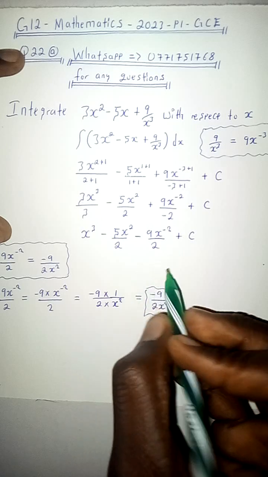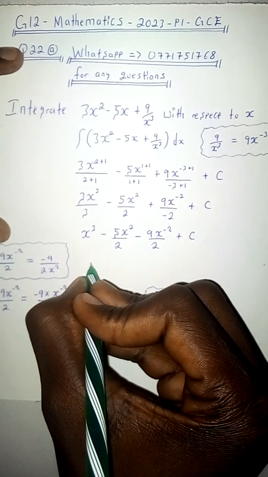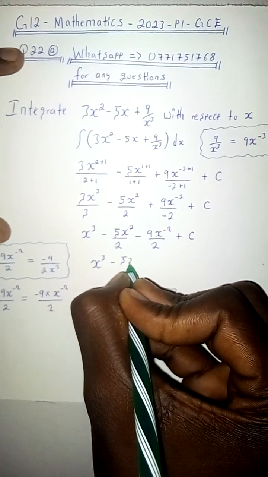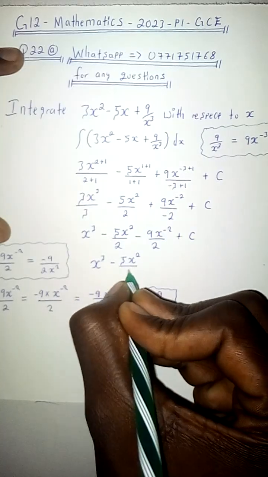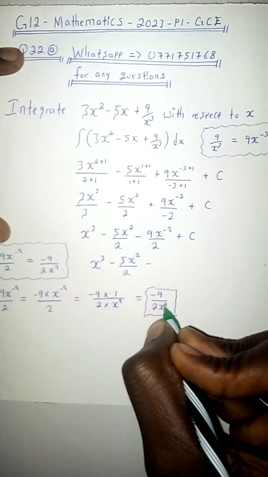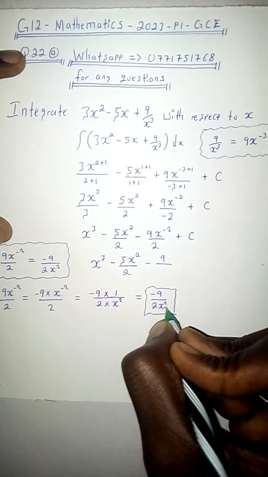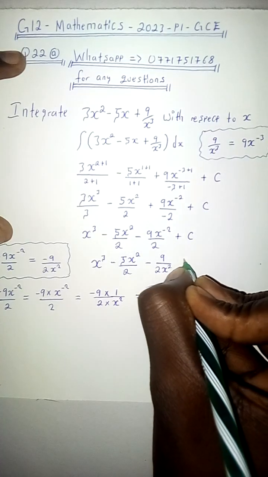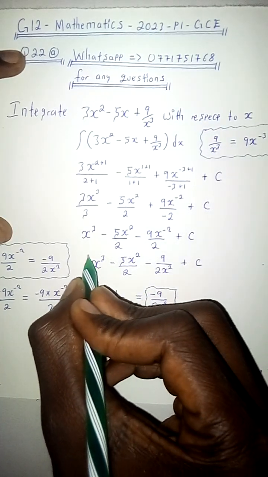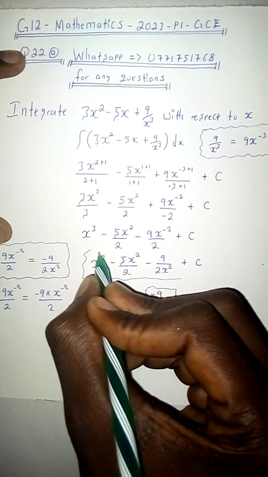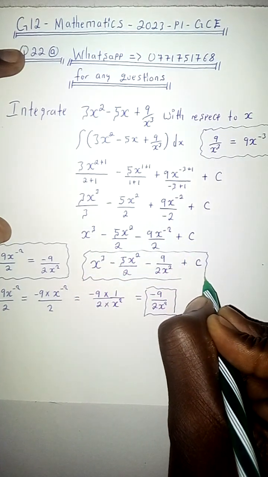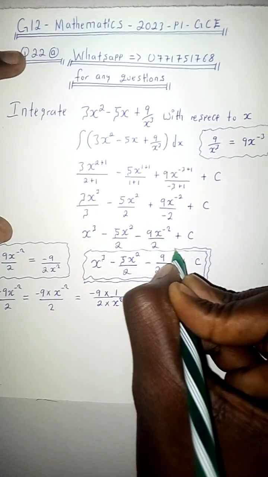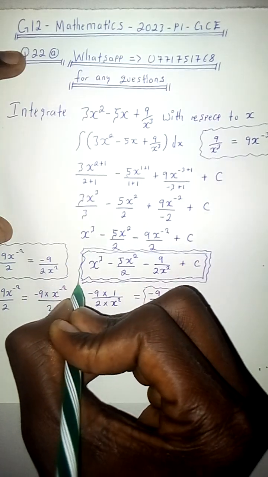Okay, so we can now replace. So we are going to have x to the power 3 minus 5x to the power 2 over 2 minus 9 over 2x to the power 2 plus c. This therefore becomes our final answer. Okay, this therefore becomes our final answer, guys.